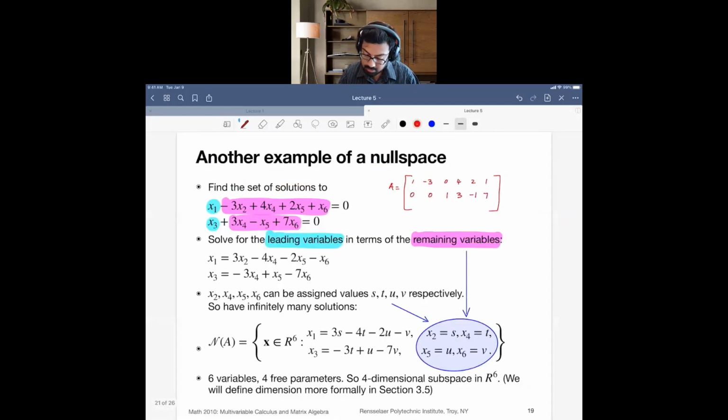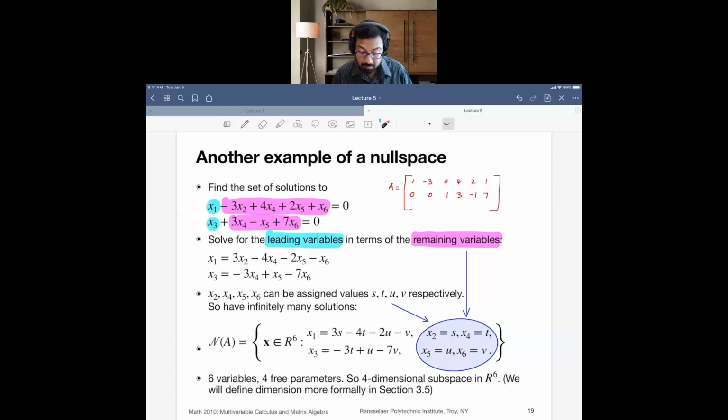Let me go back here, right? So what we have is 6 variables, 4 free parameters. So a 4-dimensional subspace in R to the 6. Any solution is going to have 6 values for x1 through x6, but it is going to be in the 4-dimensional subspace because you have got 4 degrees of freedom in s, t, u, and v. We'll define dimension more formally when we start talking about section 3.5. But right now, if you start off with the coefficient matrix here, you're trying to find the null space, which means that you're trying to find all the solutions for that particular coefficient matrix.